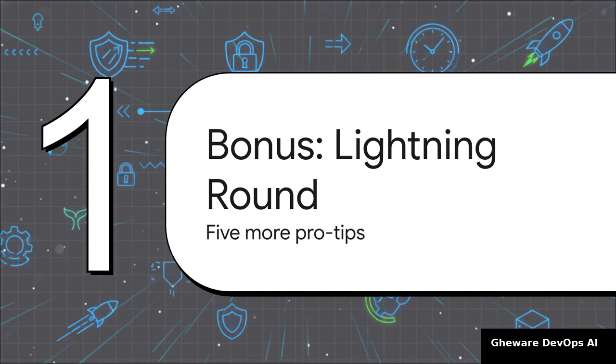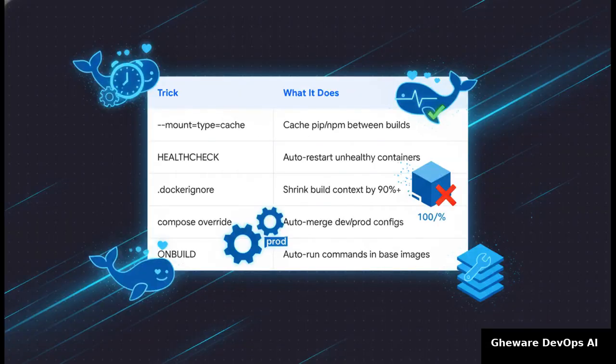Okay, you thought we were done? As a special bonus, we're going to do a super fast, rapid-fire lightning round. 5 more pro tips coming at you right now. Okay, here we go. First, use a cache mount to make your builds lightning fast by caching packages. Next, add a health check so Docker can automatically restart any container that gets unhealthy. Always use a .dockerignore file. It will massively shrink your build context and speed things up. Use compose override files to cleanly separate your dev and prod configs. And finally, check out ONBUILD to automate setup steps in your base images.